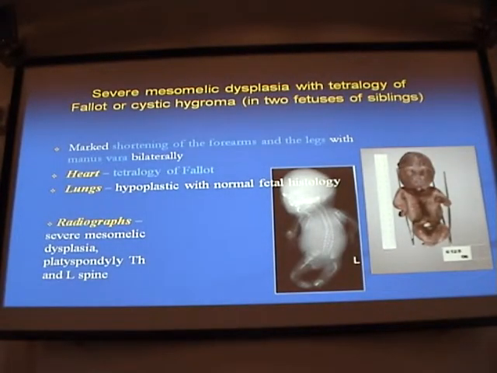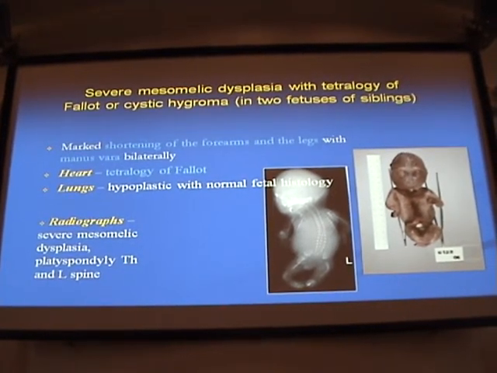This is severe mesomelic dysplasia with tetralogy of Fallot or cystic hygroma in two fetuses. On X-ray you can see marked shortening of the forearms and the legs with manus vara on both sides. The heart was changed, there was tetralogy of Fallot. Lungs were hypoplastic with normal fetal histology. And on X-ray also platyspondyly of the whole spine.